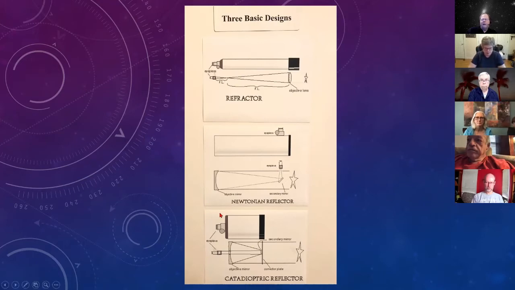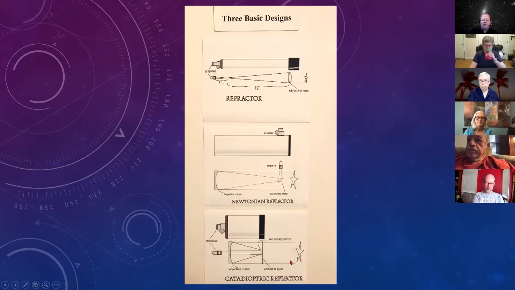And then we have a compound telescope. It's both a bit of a refractor and a reflector. We know it as a catadioptric reflector. Very popular scopes would be the Schmidt Cassegrains. I'm a proud owner of a Schmidt, which I love.